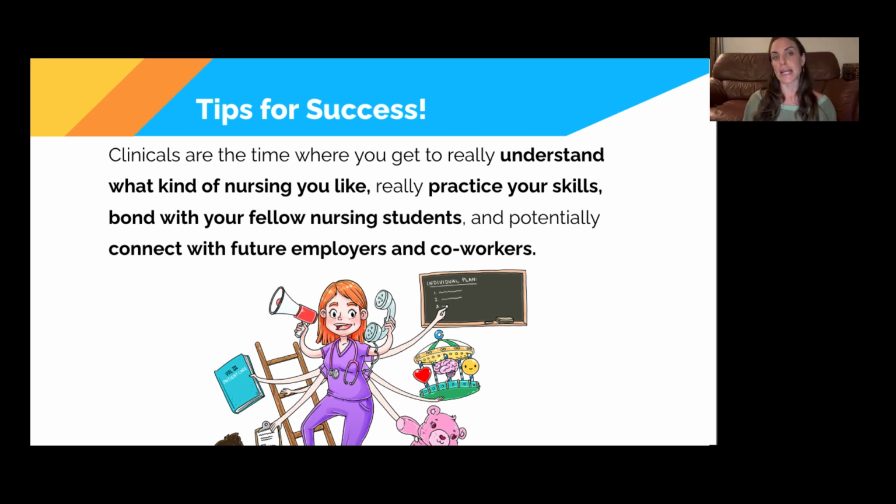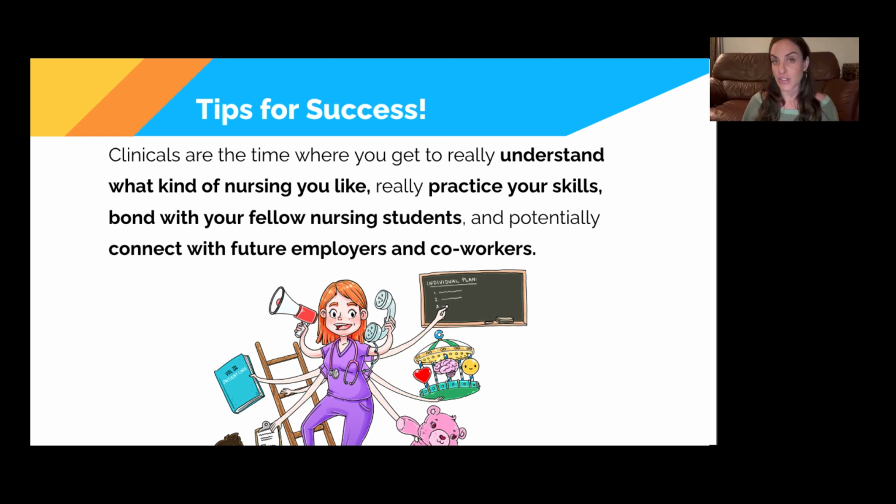All right, tips for success. Clinicals are a time where you get to really understand what kind of nursing you like, really practice your skills, bond with your fellow nursing students, and potentially connect with future employers and coworkers. So this is a very, very special time in your nursing student career.